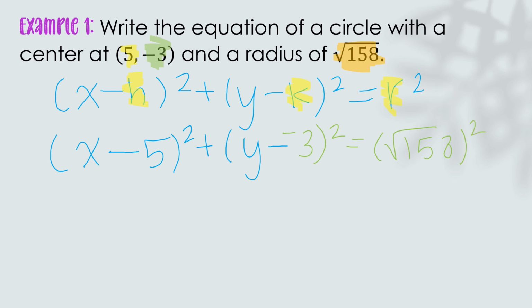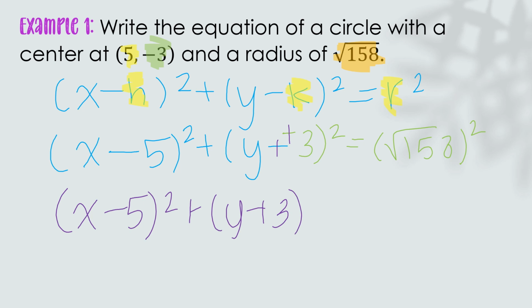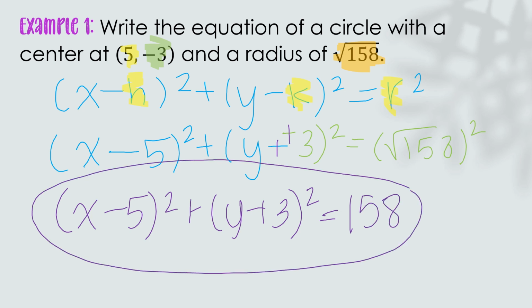All right, so x minus 5 squared is as simplified as it gets. Can't change anything about that. However, on the y minus negative 3, when you subtract a negative, that becomes a positive, and that's why it becomes y plus 3, and it looks the opposite of what it is. And then the square root of 158 squared, the square and the square root undo each other, so that just becomes 158, and that is the equation of your circle.